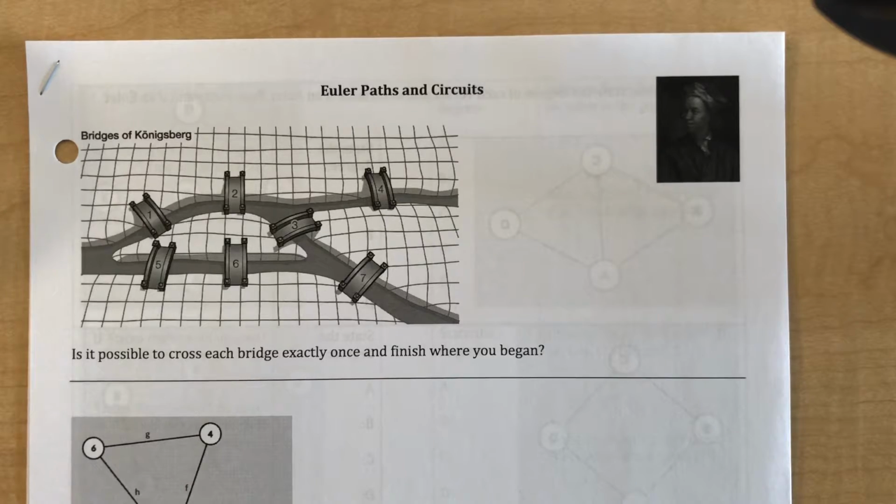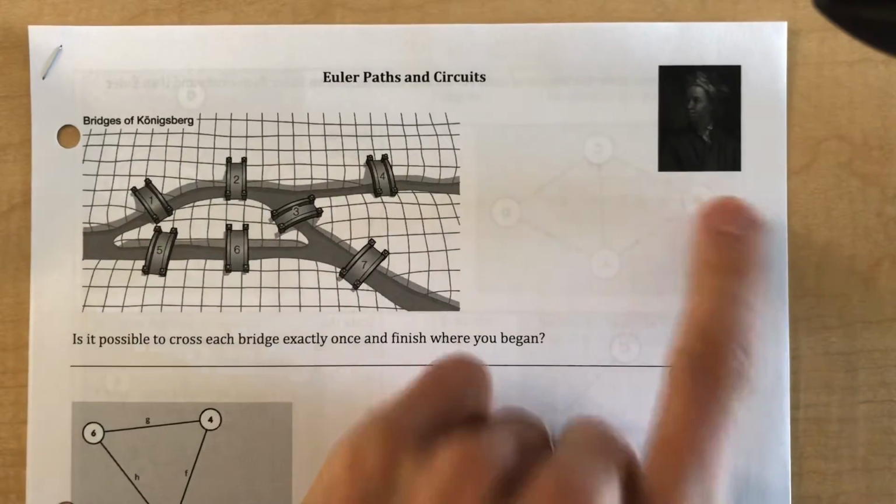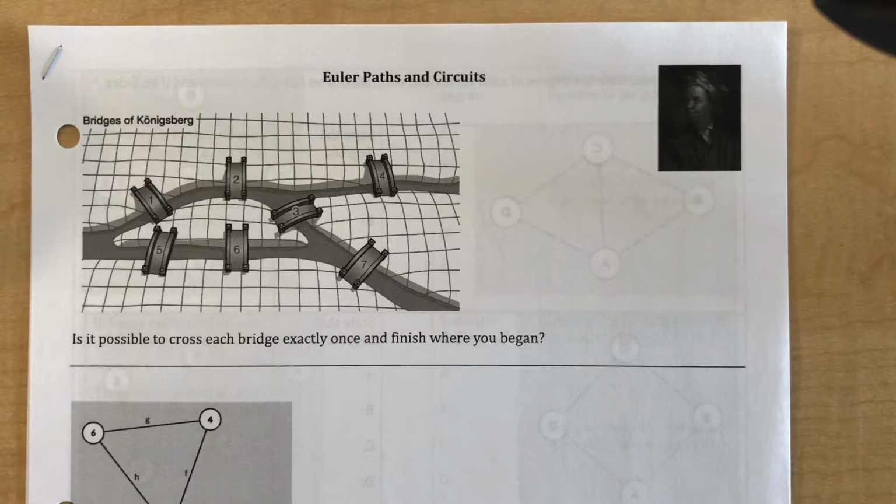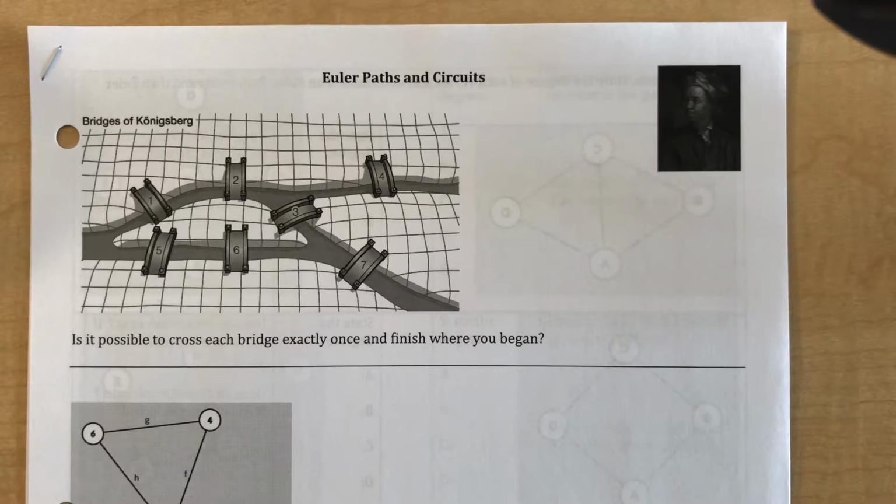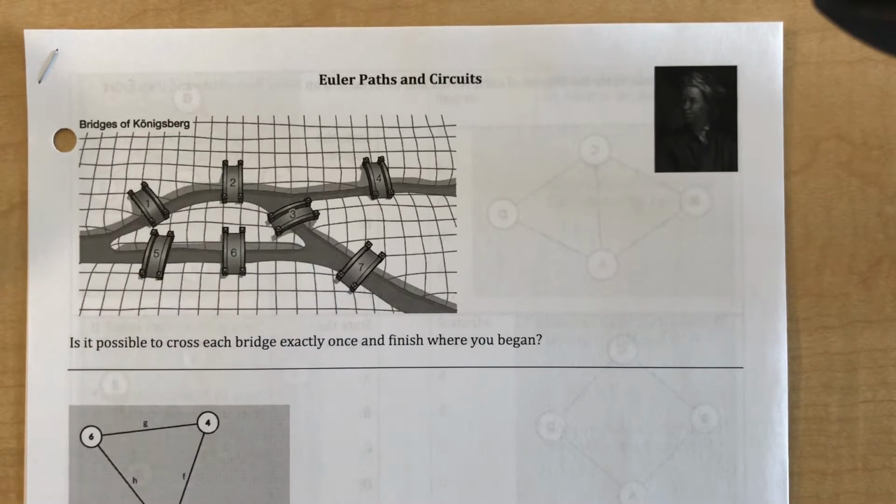Let's talk about Euler paths and circuits. This is Leonhard Euler, brilliant mathematician, not a very good picture of him. But the question really is: is it possible to cross each bridge exactly once and finish where you began? And this was a really big question, actually, in this town right here, Königsberg, back in the 1700s.